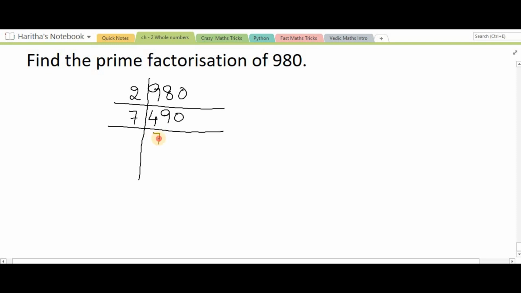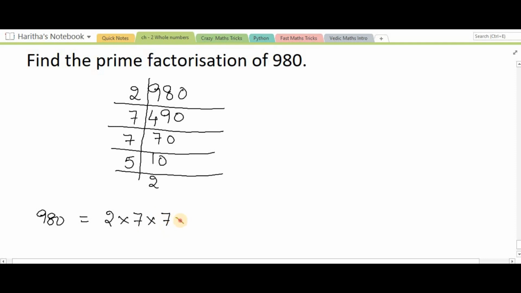7 table, 7 7s are 49, 7 0s are 0. Again 7 table, 7 10s are 70. And now 5 table, 5 2s are 10. Friends, you can take either 5 2s are or 2 5s are also, because both are prime numbers. Whichever prime number you follow, you'll get the same answer. Okay friends, so the prime factors of 980 are 2 into 7 into 7 into 5 into 2.